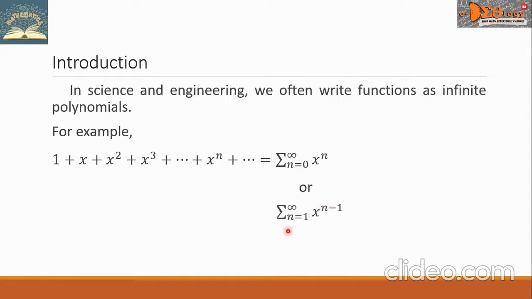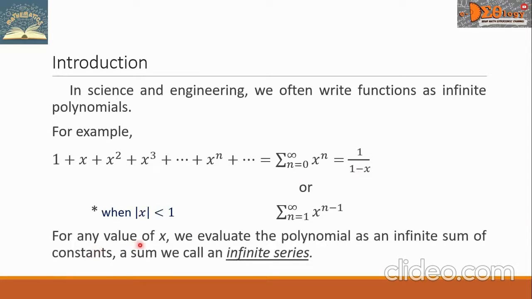Or we can write it like this, summation from n equals 1 up to infinity of x raised to n minus 1. When the absolute value of x is less than 1, we can write the sum of these infinite polynomials, and it will be 1 over 1 minus x. For any value of x, we evaluate the polynomial as an infinite sum of constants, a sum we call an infinite series.